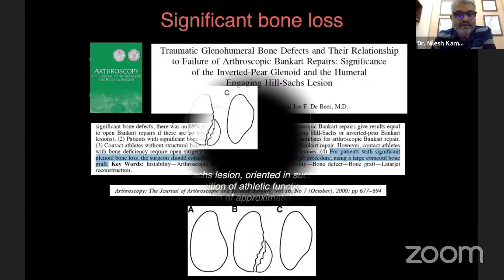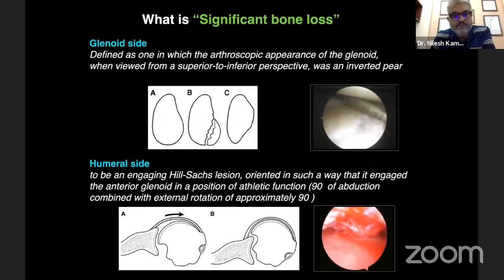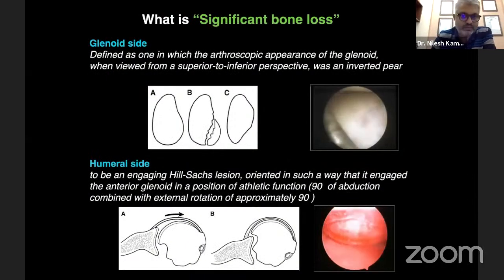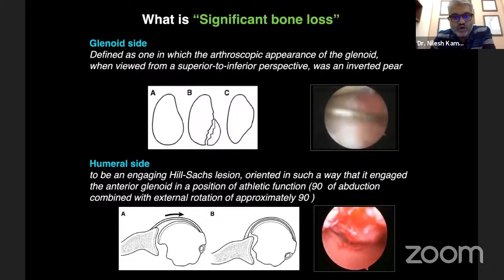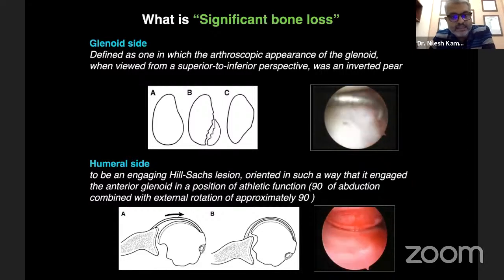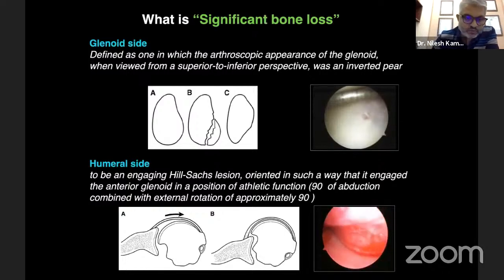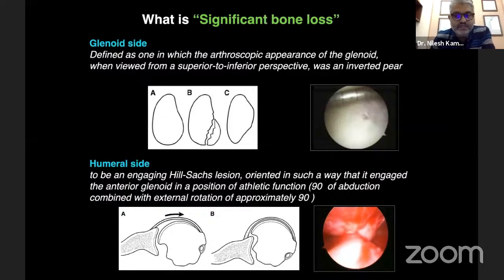And that is where they defined the concept of significant bone loss, either on the glenoid side or on the humeral side. On the glenoid side, a normal pear-shaped glenoid becomes an inverted pear shape because of anterior-inferior bone loss. On the humeral side, in a position of athletic function, that is 90-degree abduction and external rotation, the Hill-Sachs defect starts engaging. I wouldn't be touching anything on the Hill-Sachs because I wouldn't want to encroach onto someone else's topic. So I'll stick my talk only to assessment of glenoid bone loss.